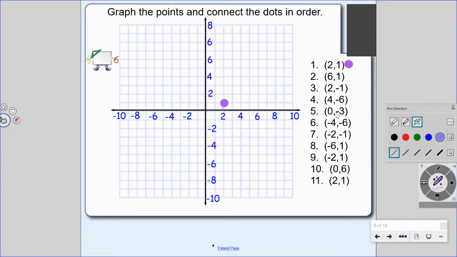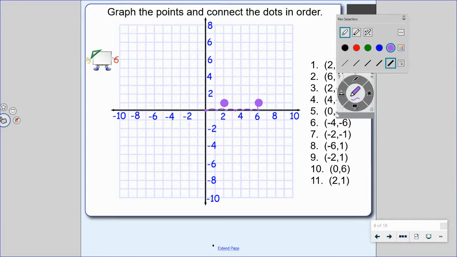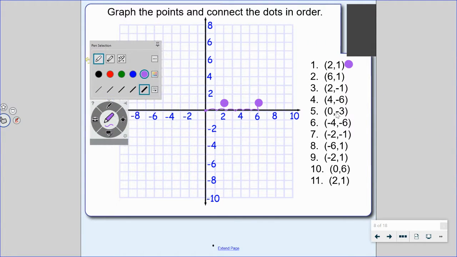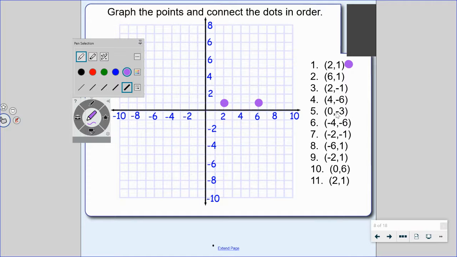Now, what if we go (6, 1)? 6 is the x-coordinate, 1 is the y-coordinate. If we start at the origin and go 1, 2, 3, 4, 5, 6, and then still 1 up, we now have a new point at (6, 1). All right, what about (2, -1)? So in this case, we're still going to go positive 2 to the right, but now we go 1 down. So there would be the point (2, -1).